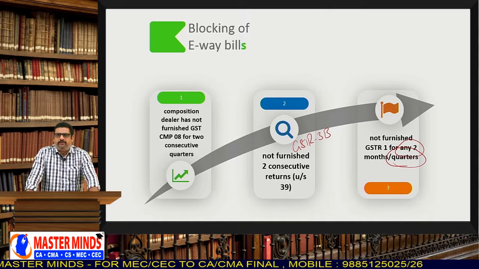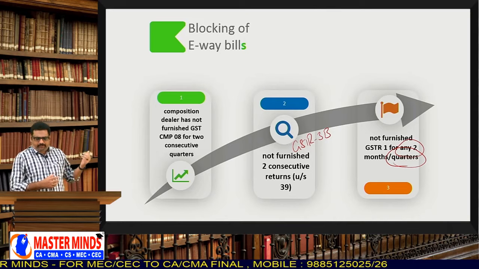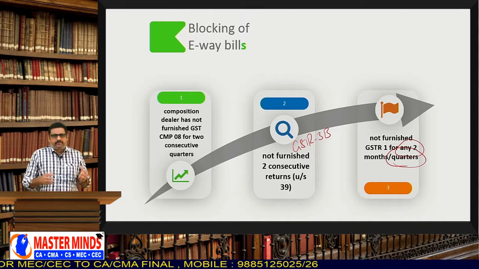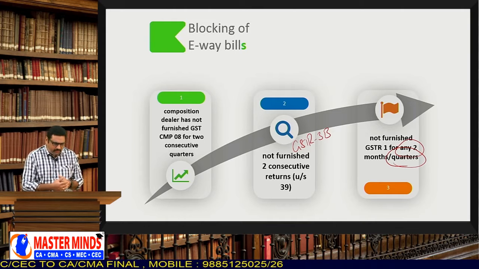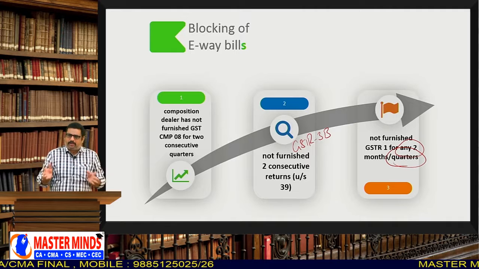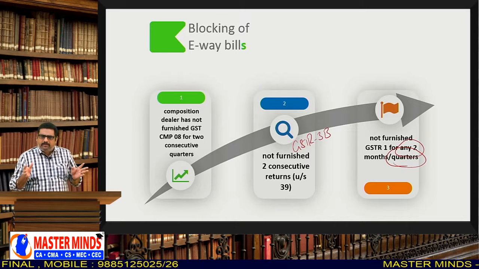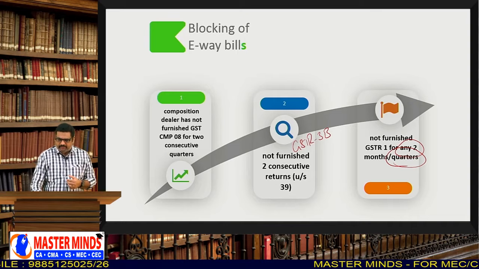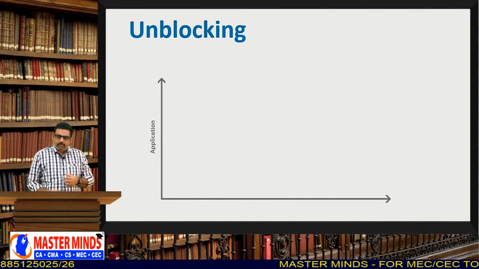Okay, sir. EWAY bill was blocked. If at all these defaults are rectified, is there any way to get this restriction removed, or how will the particular EWAY bill facility be unblocked? Is there any possibility for that? Yes, unblocking.